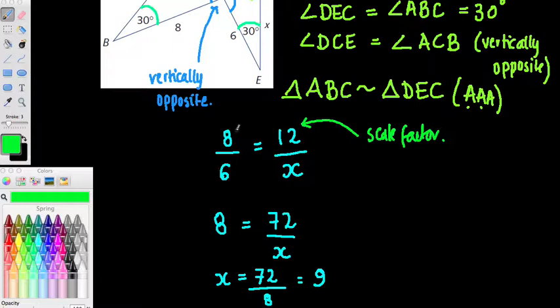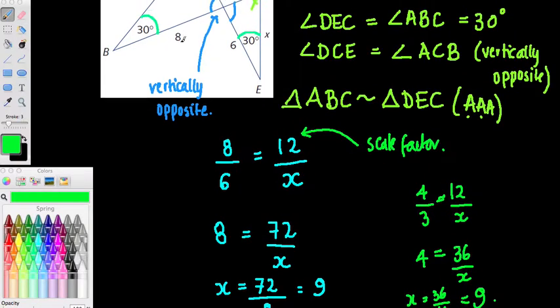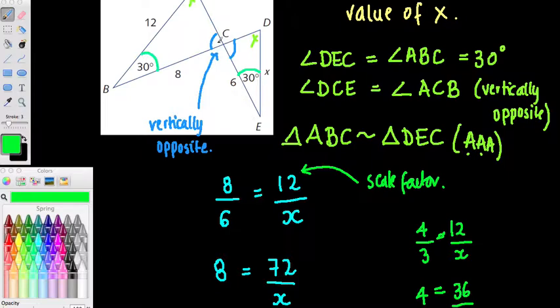Now some of you might simplify this to 4 over 3. So you might have instead 4 over 3 equals 12 over x. You could also solve it this way. Multiply both sides by 3. That would mean 4 equals 36 on x, and therefore x equals 36 on 4, which is 9 as well. So both of those are valid ways of working it out. Just make sure that you've got your matching sides, please. That's really, really important. The 8 here corresponds to the 6. The 12 corresponds to the x.